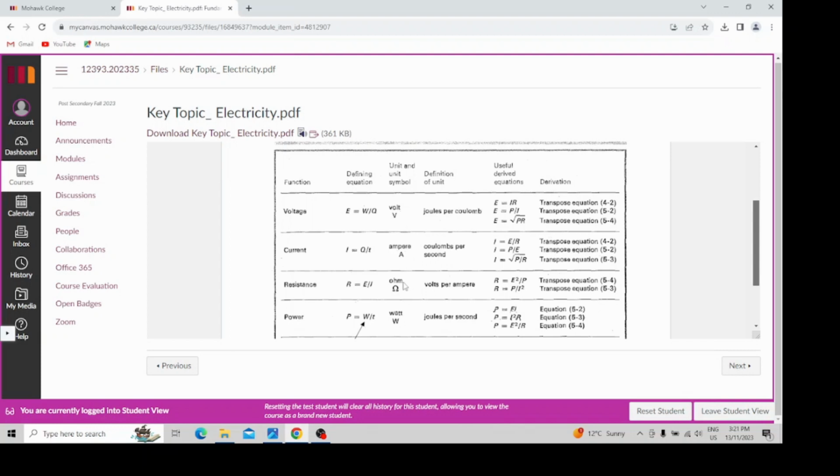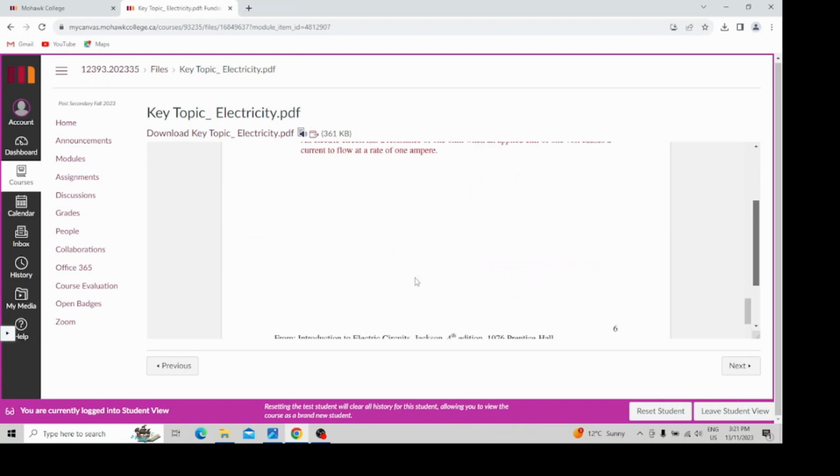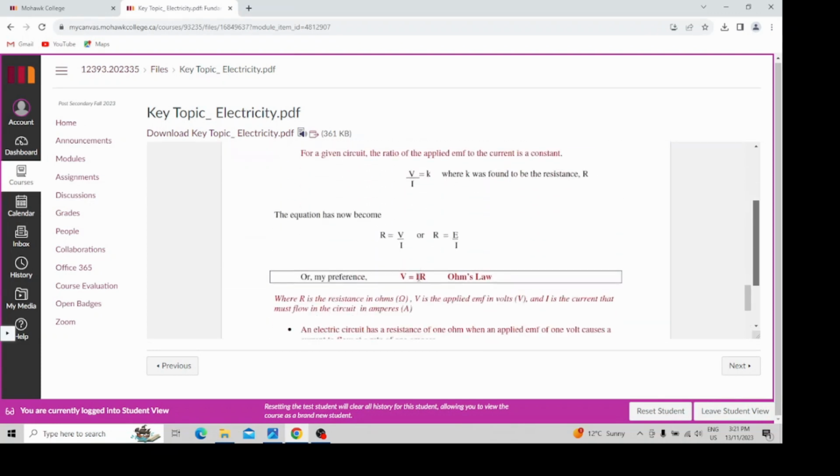Otherwise, using this equation will give you a number, but that number will be meaningless, because they all have to be in full value of volts, full value of ohms, or current in amperes, and resistance in ohms. And this is Ohm's law.